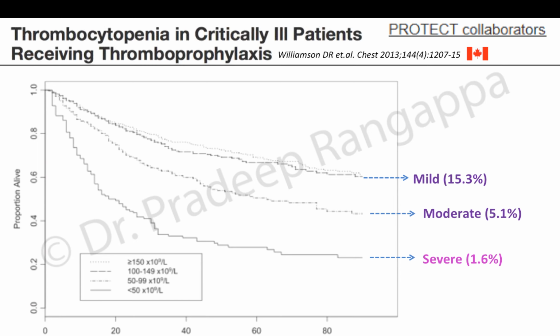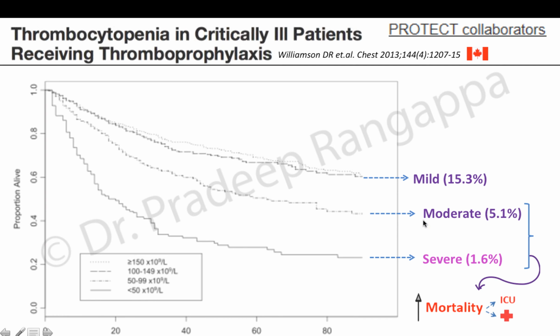So when you look at this study from a Canadian group, which looked at thrombocytopenia in patients receiving thromboprophylaxis, 15.3% had mild thrombocytopenia, around 5.1% had moderate thrombocytopenia, and 1.6% of the patients receiving thromboprophylaxis had severe thrombocytopenia. In our ICU, pretty much most patients do get thromboprophylaxis, so we need to keep in mind that it has a bearing on causing your platelets to drop. So that is the occurrence rate in patients. It's around 2 to 15% that you can keep in mind as the risk for developing low platelets attributable to thromboprophylaxis.